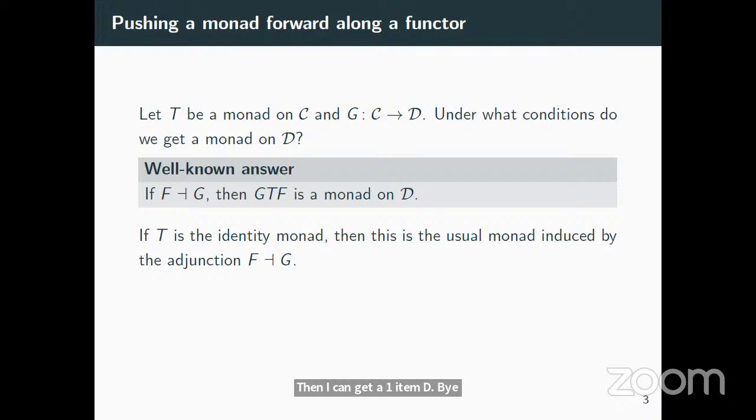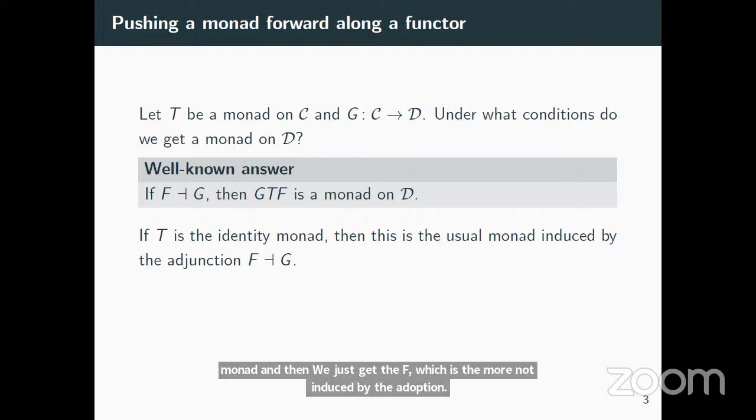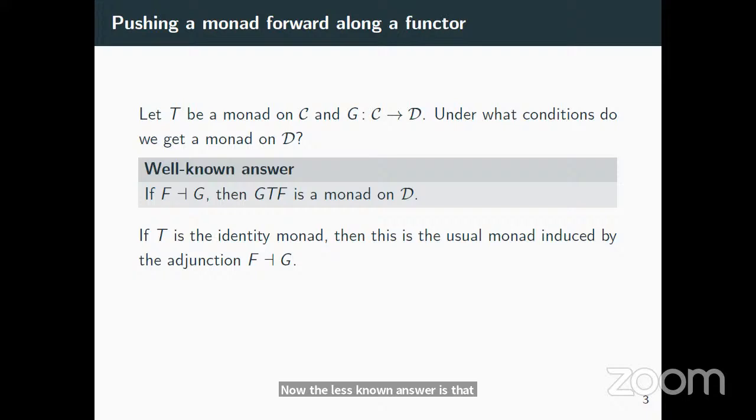So I get a monad GT F, and that's going to be a monad on D. If you're not used to this with a monad T in the middle, you can just take T to be the identity monad, and then we just get GF, which is the monad induced by the adjunction F. Now, the less known answer is that actually you can do this even when G doesn't have a left adjoint, provided that a certain Kan extension exists.